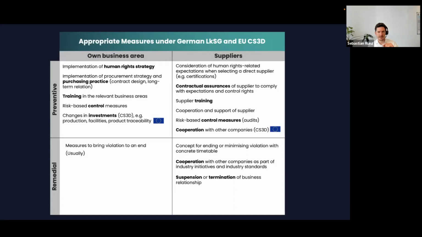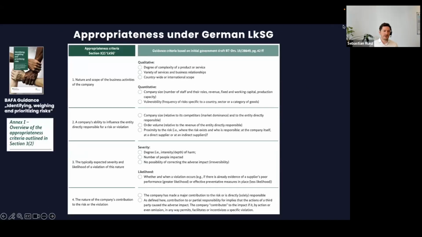And maybe we can go on to the next slide because it's connected to this one. All these measures we were just talking about, you don't need to take all of them with respect to all of your suppliers. The legislators are talking of a risk-based approach. Here we included the appropriateness criteria of the German Supply Chain Act. You need to look at these criteria and then decide which measures make sense. So if you have maybe clustered your suppliers into low-risk, medium-risk, and high-risk suppliers, then, for example, with the low-risk suppliers, it may be sufficient just to use a code of conduct.